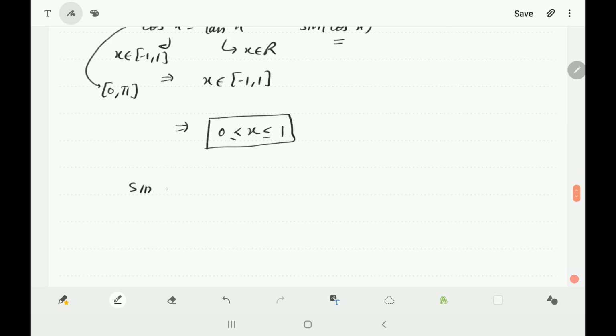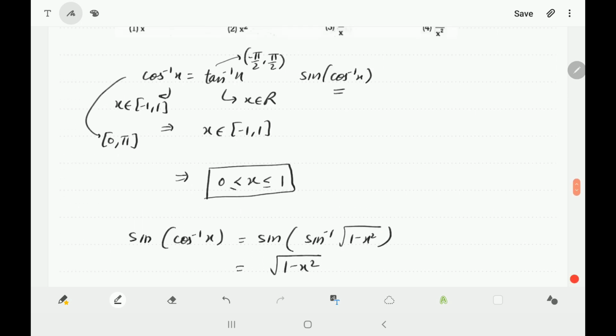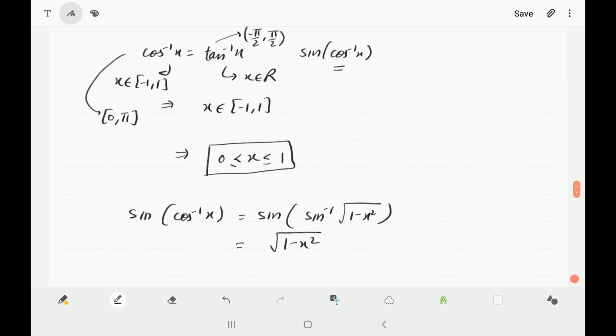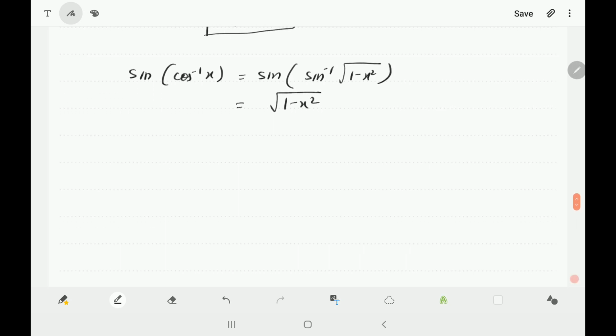So cos inverse of x can be written as sine inverse of under root of 1 minus x square, because sine is outside, so the output is under root of 1 minus x square. Now the answer is in terms of x, not under root 1 minus x square. So we will be having one relation from the given term also, which was given as cos inverse x is equal to tan inverse x.